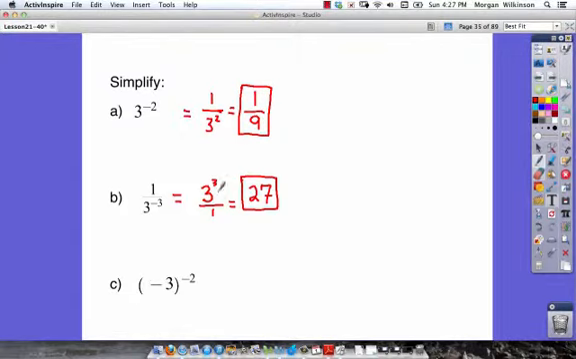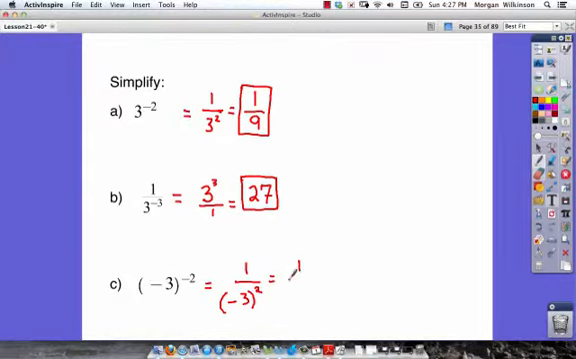Problem C, we have negative 3 to the negative second power. If we have negative 3 to the negative second power, we want to get rid of this negative power, so we're going to move the whole thing into the denominator. We're going to get 1 over negative 3 squared. All we're doing is eliminating the negative in our exponent. And now we can find our answer.